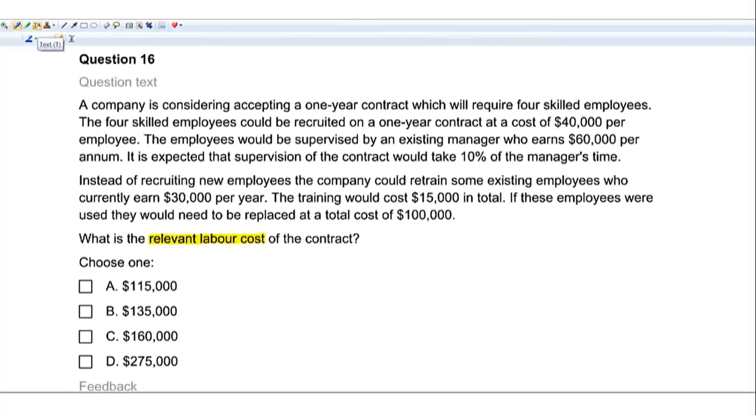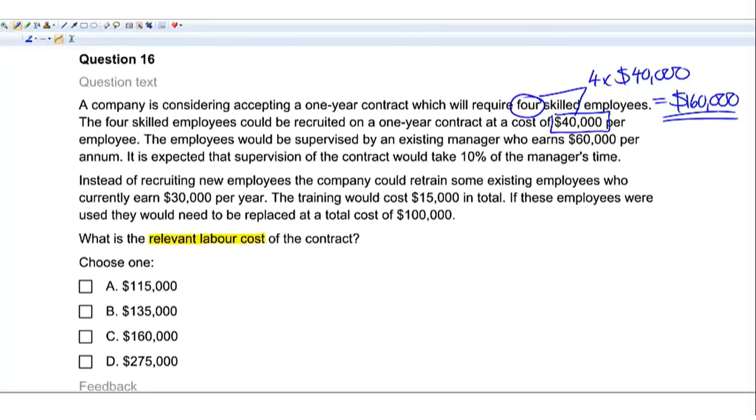A company is considering accepting a 1-year contract that will require 4 skilled employees. The 4 skilled employees could be recruited on a 1-year contract at $40,000 per employee. So that would be a relevant cost. If I went ahead with the project, my first option is to recruit the 4 employees at $40,000 each, which would therefore be a relevant cost of $160,000.